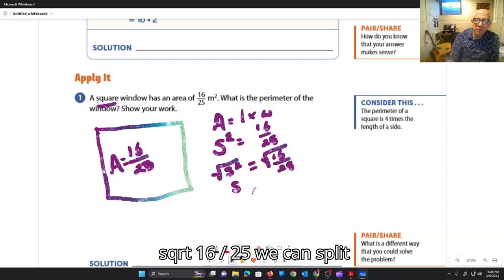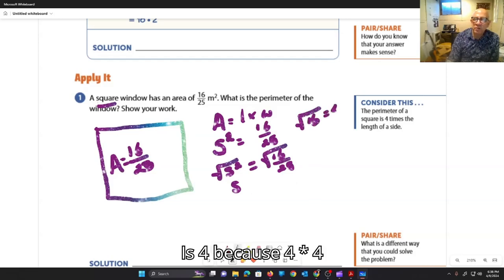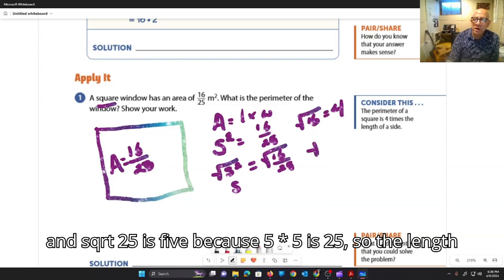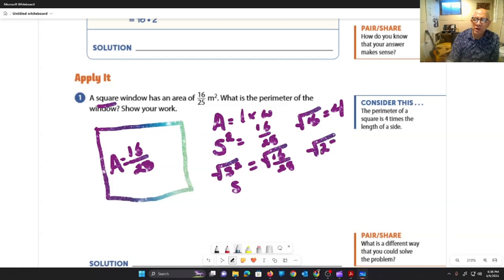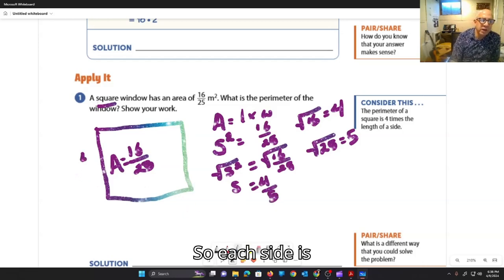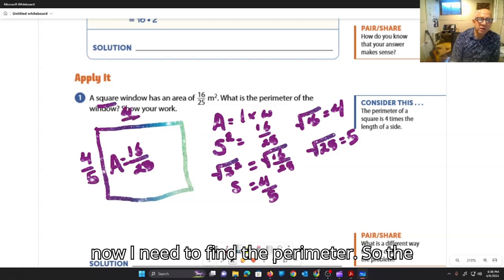So to find the square root of 16 over 25, we can split that up and say the square root of 16 is 4, because 4 times 4 is 16, and the square root of 25 is 5, because 5 times 5 is 25. So the length of the side is going to be 4 over 5. So each side is 4 over 5, and now I need to find the perimeter.